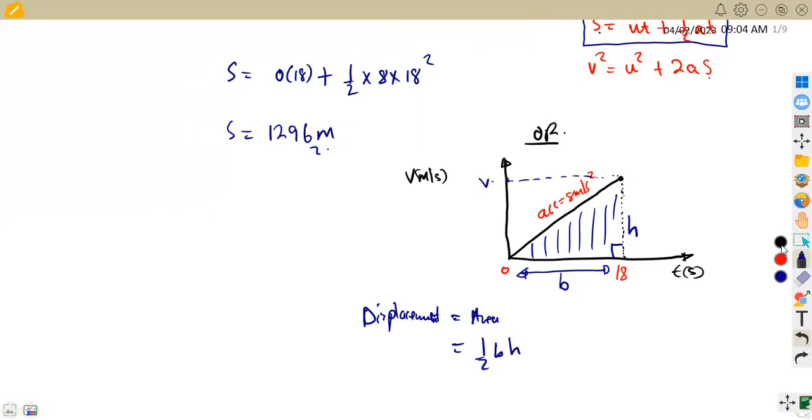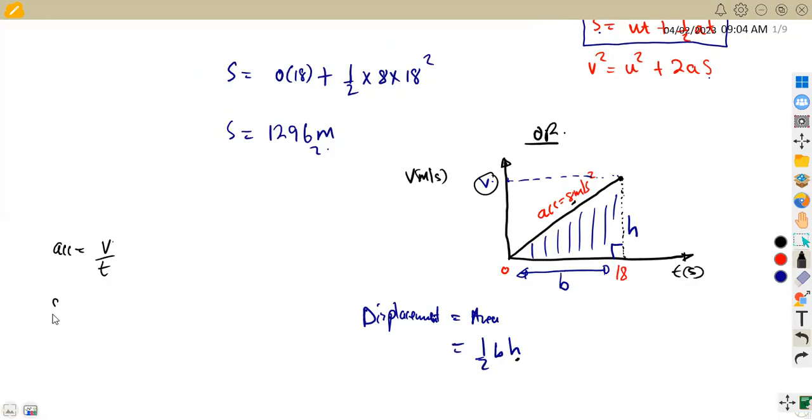But we are limited now because we do not have the perpendicular height. We have the base from 0 to 18, which is 18. So how are we going to get this height? This height corresponds to the velocity v. So what you're supposed to do is calculate this velocity from the acceleration, remembering that acceleration is the change in velocity over the change in time. We started at 0, so you're just going to use v over t.